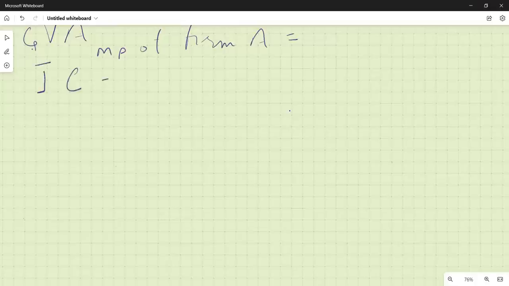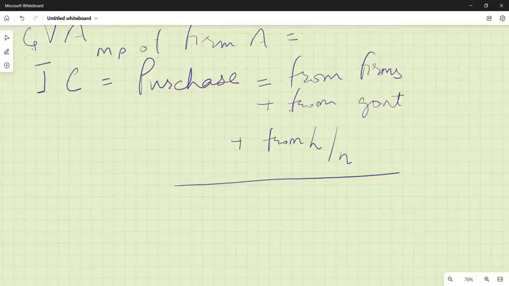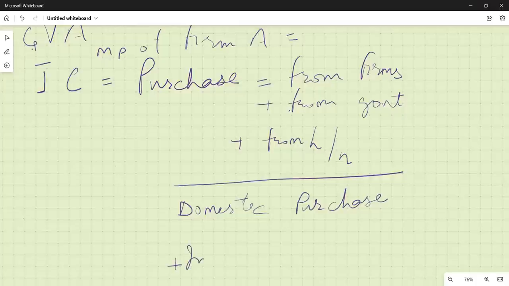So intermediate consumption is equal to purchase. In the same way as we calculated the value of sales, we calculate purchase. Purchase from firms, plus from government, plus from households or from the individuals. In the combined form, all these purchases will be equal to domestic purchase. This is known as the domestic purchase. And in this domestic purchase, we'll add on the international purchase, which will be equal to import.